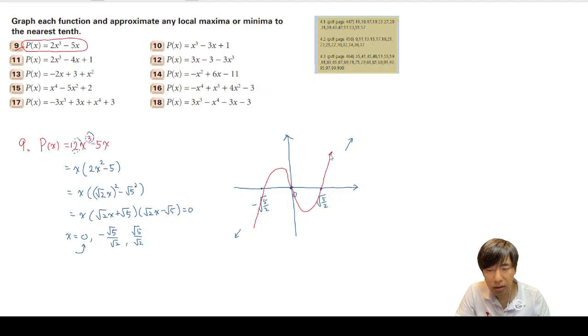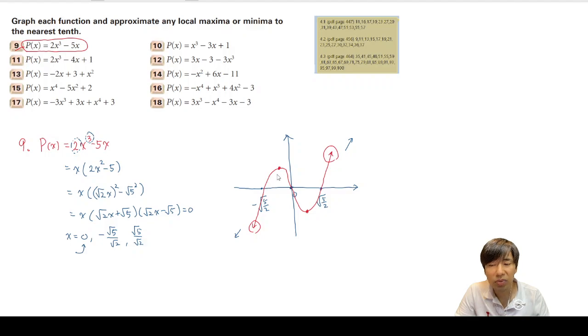So the right end and left end follow our prediction in the beginning. The right end goes up, left end goes down. Anyway, here the relative maximum or local maximum is right there, and the relative minimum or local minimum is right there.